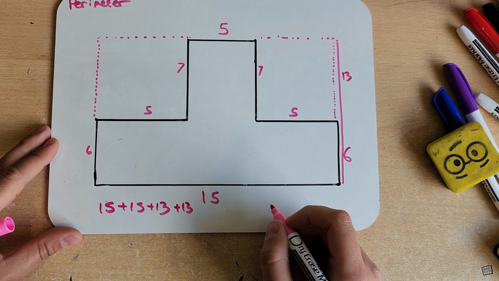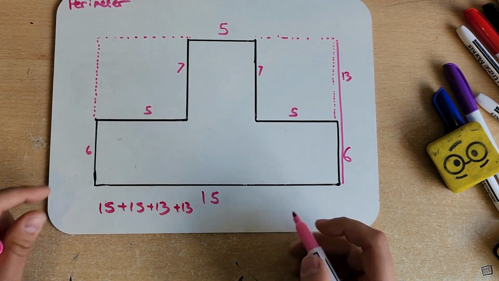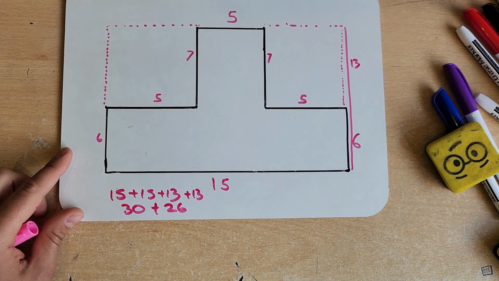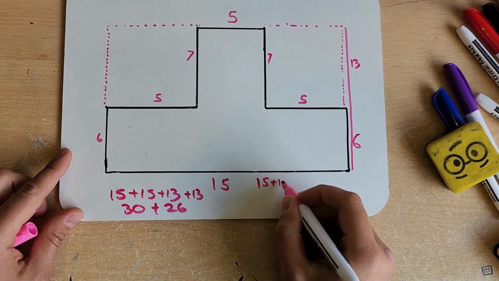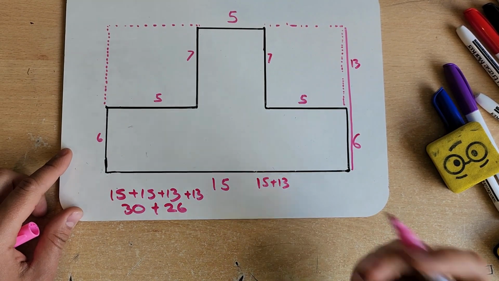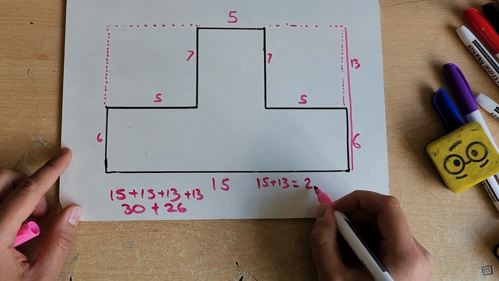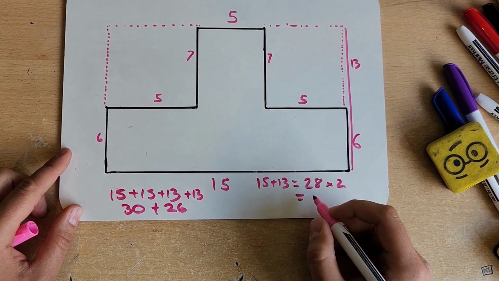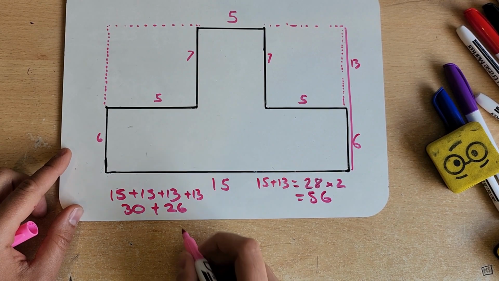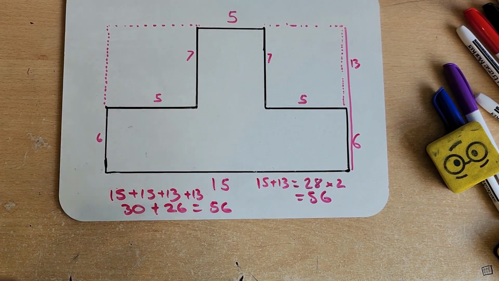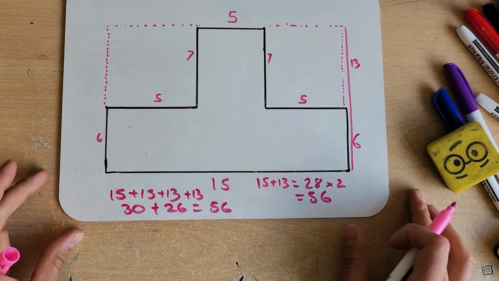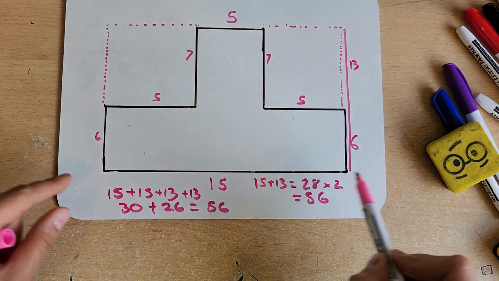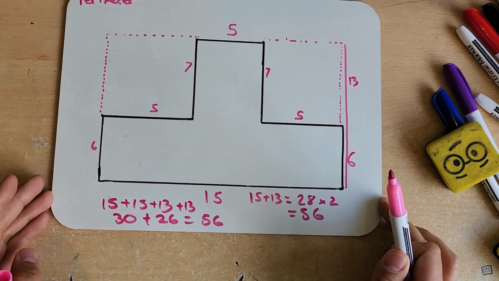Okay, so in essence, what we can do is double them. So we get 30 add 26, or we could have just done 15 add 13 and then doubled them, which is 28 times 2, 56. And 56. Okay, so there's two ways to find the perimeter, but the best way is if you can make it into a rectangle or a square, use that method.